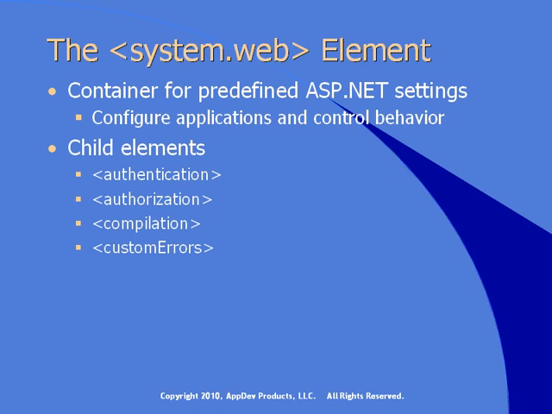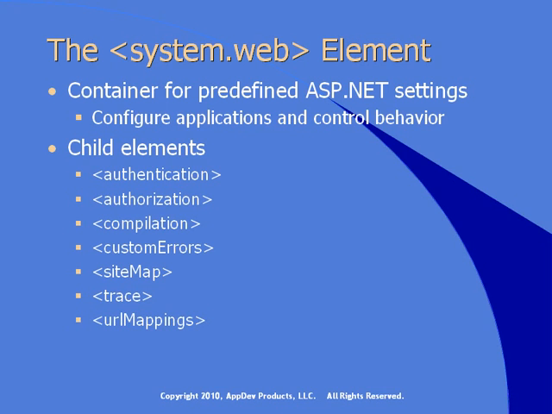Custom errors provides a way to specify default and error-specific pages, so that when something goes wrong with your application, you can redirect users to a page rather than accept the rather ugly default error page that ASP.NET provides. The sitemap element configures support for the navigational infrastructure of the site. And trace lets you configure how trace results are gathered. Trace is a way of debugging applications as you're running them within a browser.